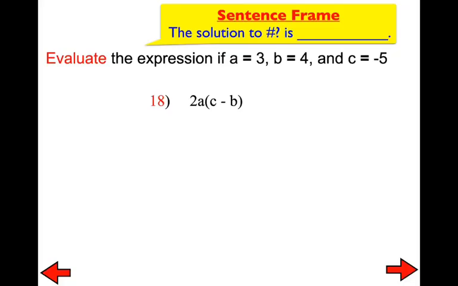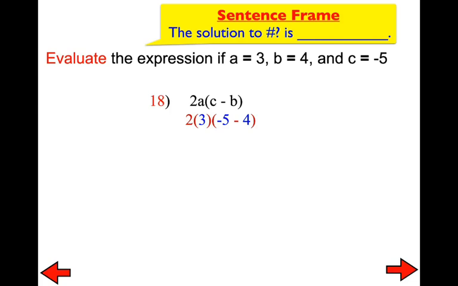All right. Everybody try number 18, pause the video, and then play it to see whether you got it right or wrong. All right, so we have 2a times the quantity. That's how we state that when we have things inside of the parentheses. 2a times the quantity, c minus b. So we're going to replace a, b, and c with their values. This is what I have. Now follow the order of operations.